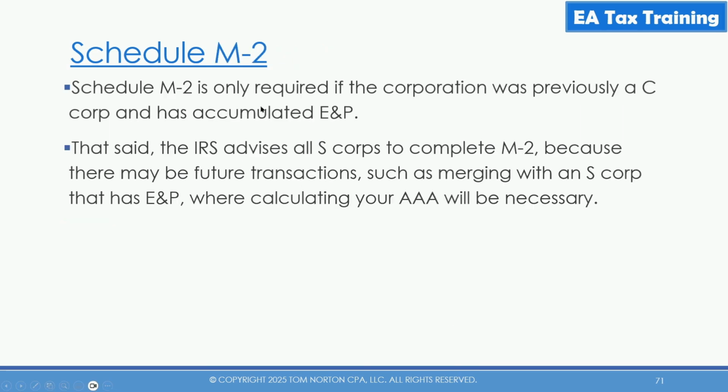Schedule M2 is only required if the corporation was previously a C Corp and has accumulated earnings and profits. So if you're not that, you do not have to complete Schedule M2. However, the IRS advises all S Corps to complete M2 because there may be future transactions, such as merging with an S Corp that does have E&P, where calculating your AAA may be necessary. So, not required, it is optional. IRS advises that you do go ahead and complete it.